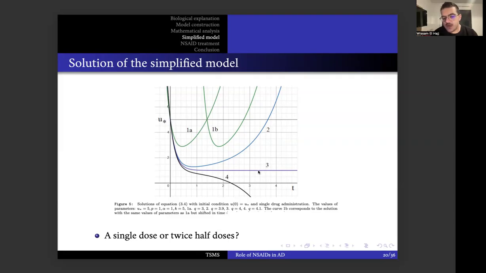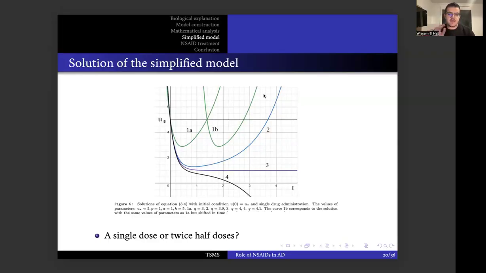Another solution case is when d has a certain specific value. It will stabilize to a certain point, which is the unstable point. So if d, the concentration of the drug, is larger than this d star, we will diverge to minus infinity. However, if it is smaller, it will go up. And here, the main question will be asked.